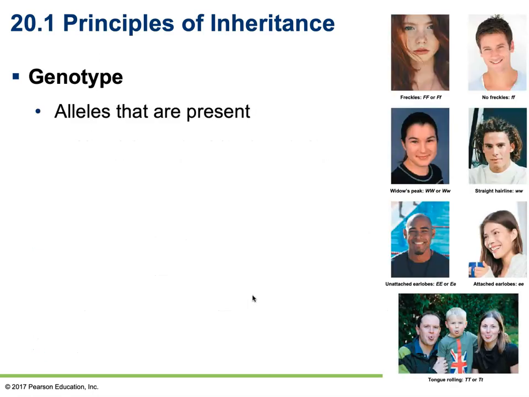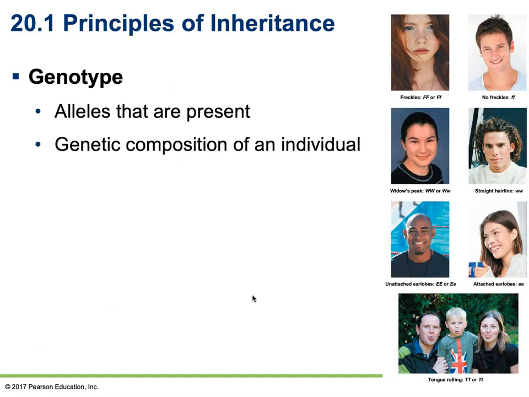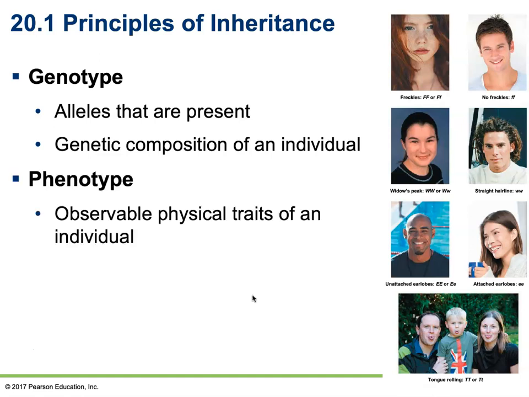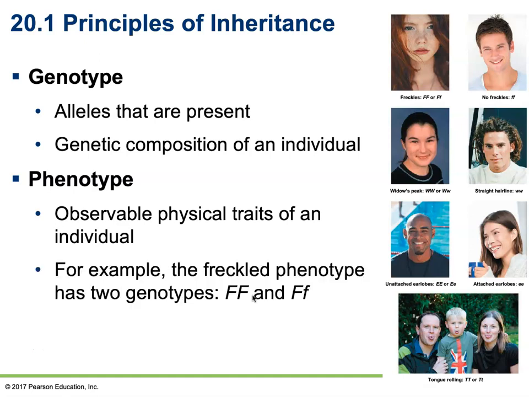Genotype versus phenotype. Genotype is going to be the alleles that are present. This tells us the genetic composition of the individual. Phenotype, on the other hand, refers to the physical traits, or the observable physical presence of the individual. So for example, an individual who has freckles might have one of two genotypes. They might either be homozygous dominant or heterozygous. Their genotype will be homozygous dominant or heterozygous. Their phenotype will be freckled.